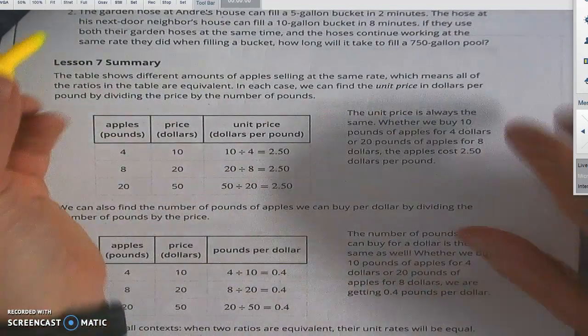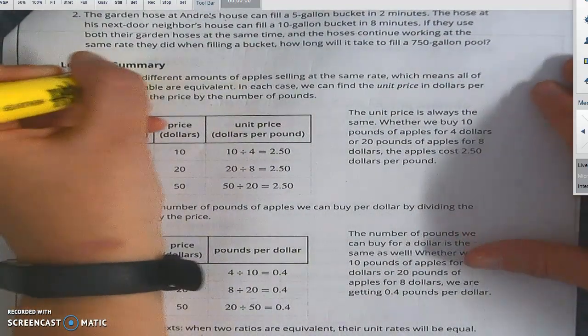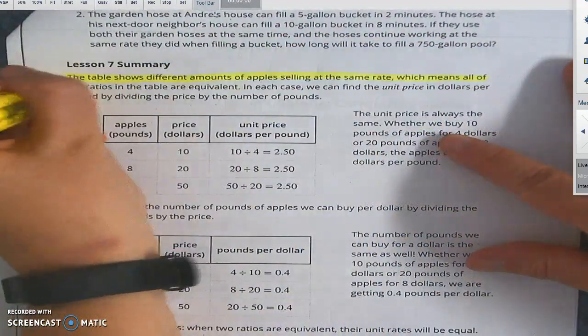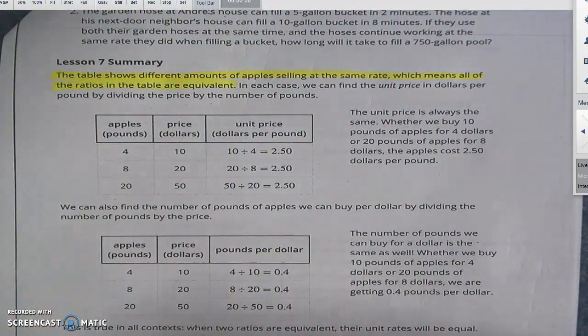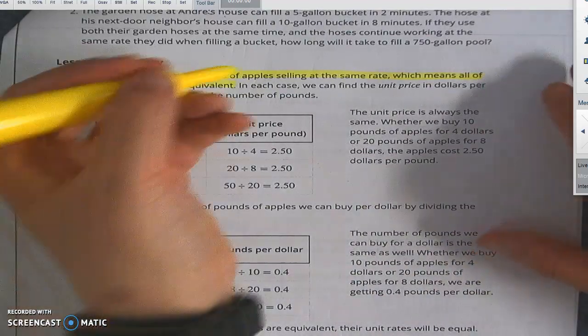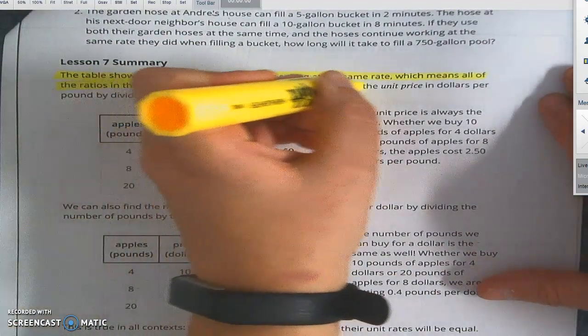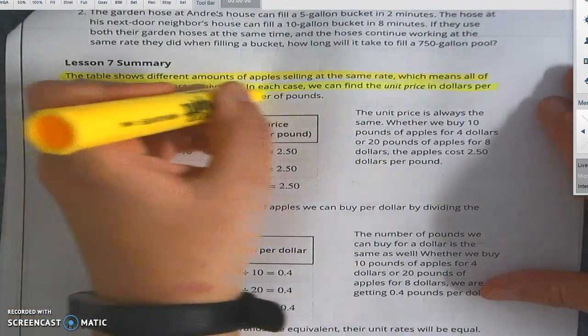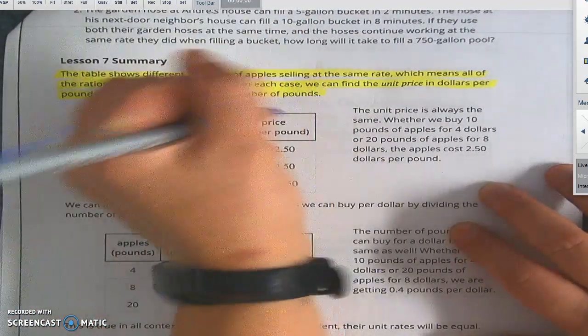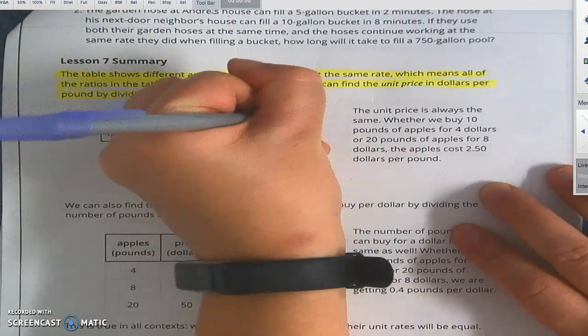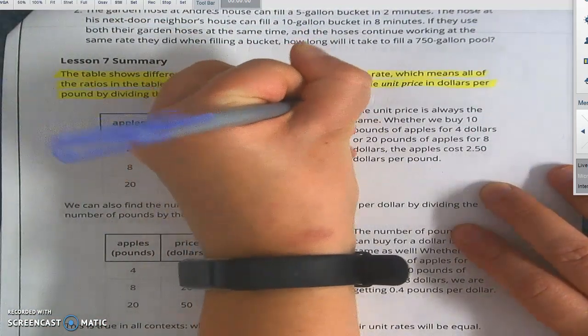So here's a ratio table, an equivalent ratio table. So all of the ratios are equivalent. And then in each case, we can find the unit price in dollars per pound by dividing the price by the number of pounds. So we can find unit rates by dividing. So if we want to find a unit rate of dollars per pound, when we divide, we want to do dollars divided by pounds.